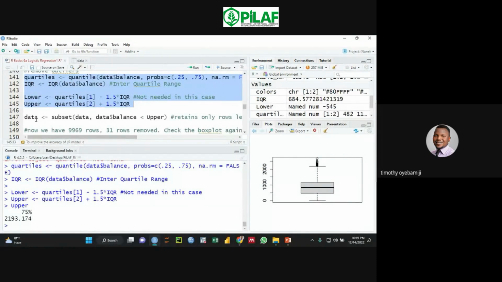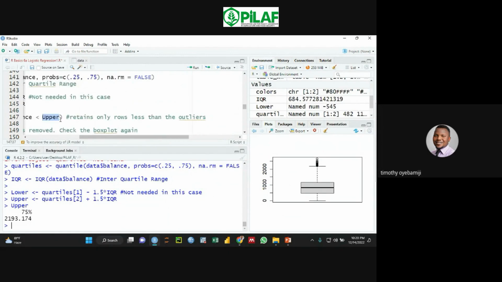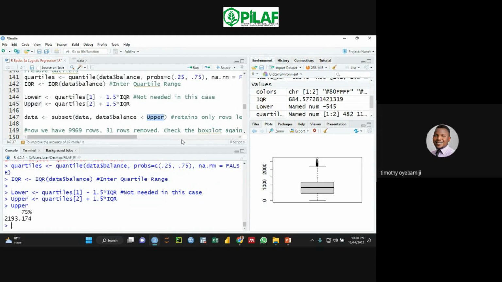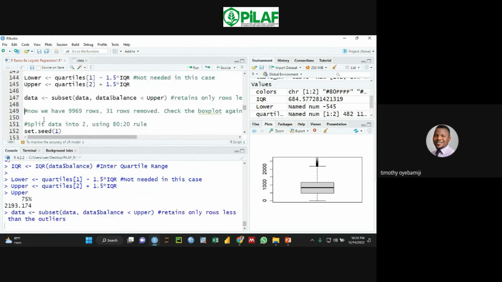All right. So now what I want to do is that I'm subsetting this data because the name of the data is data, if you've not forgotten. And using the balance column, I'm saying that subset every value that is below upper here. Every value that is below this value. All right. So this is what this line of code is saying. So anything that is above this value will be removed. And yeah, their rows will be removed using the balance column.